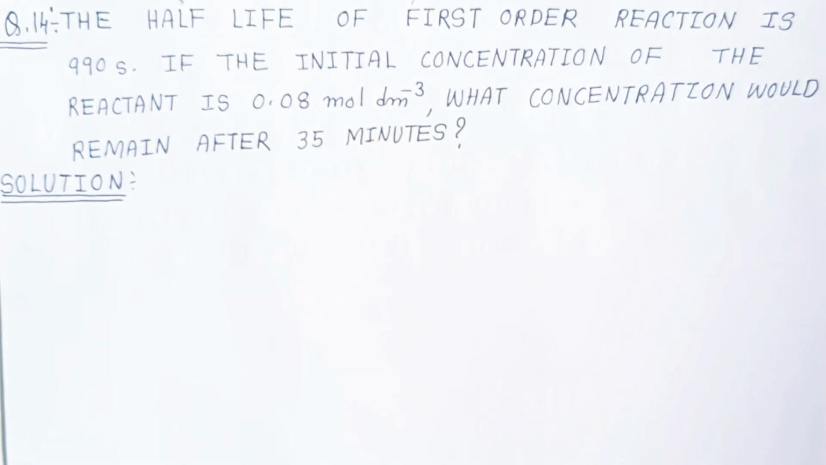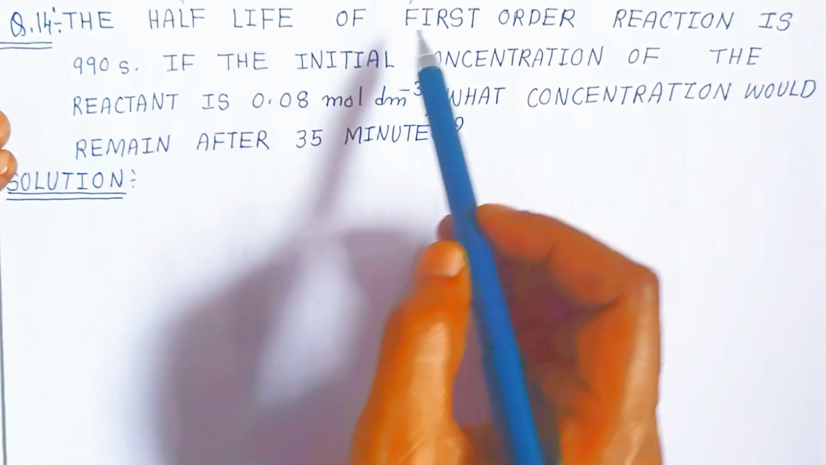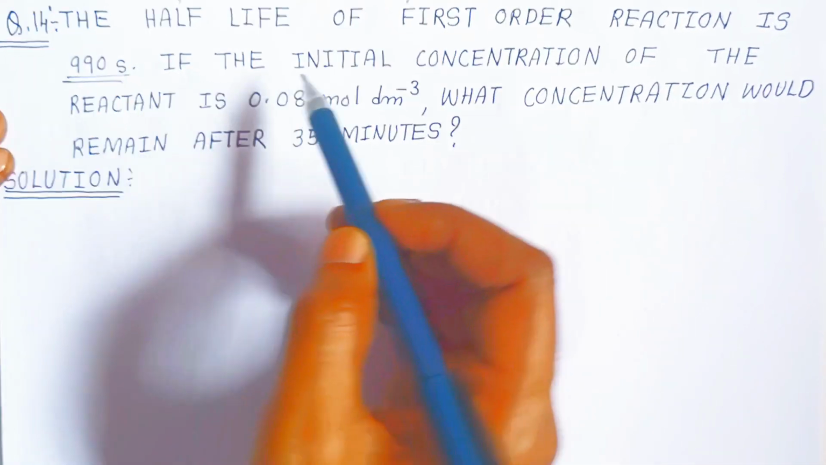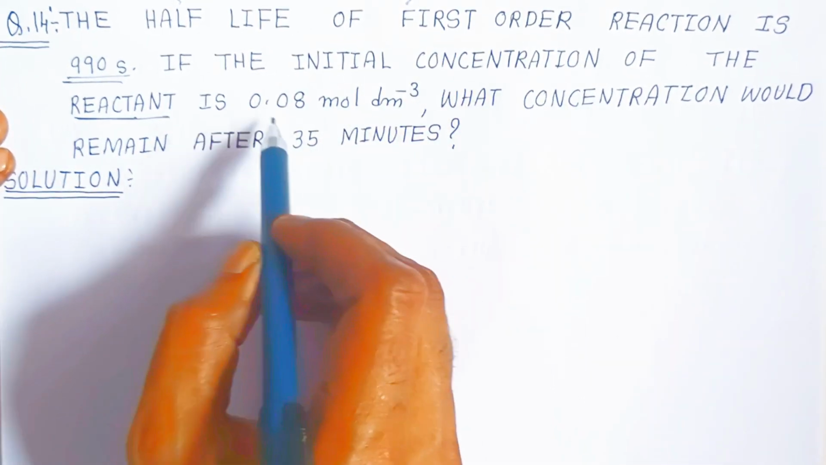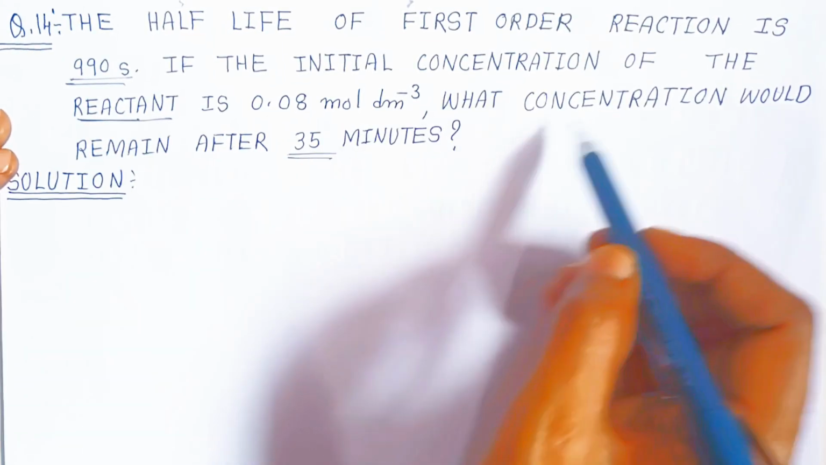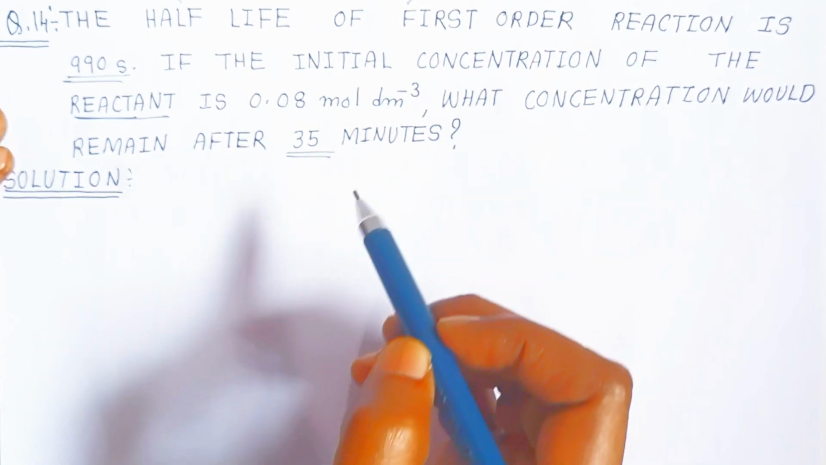In this video students, we are going to see the problem based on chemical kinetics, question 14. In this question, the half-life of a first order reaction is 919 seconds. If the initial concentration of the reactant is 0.08 mole per dm cube, what concentration would remain after 35 minutes? They are asking the concentration of the reactant.